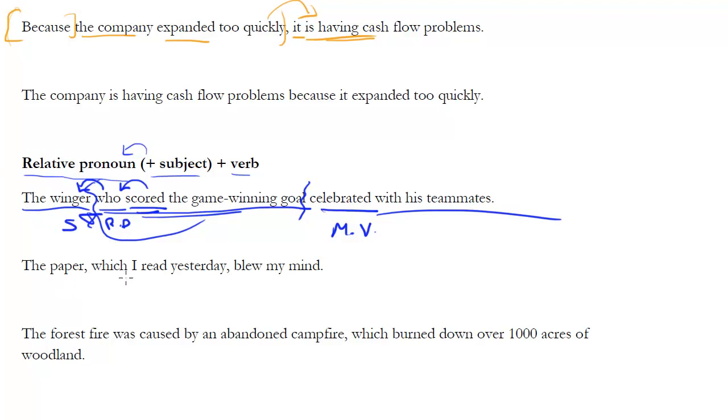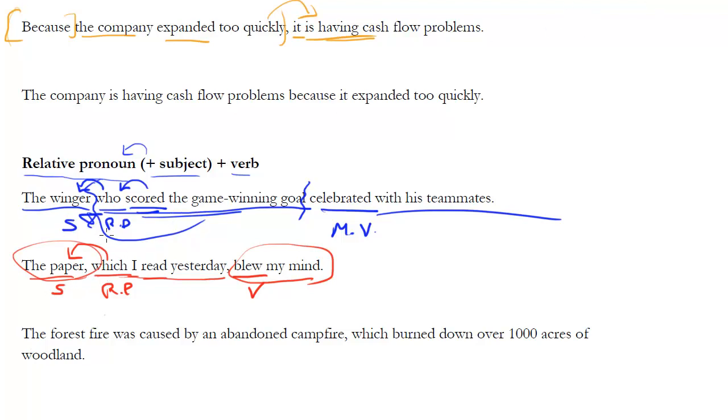Another example, the paper, which I read yesterday, blew my mind. So here we've got our subject, our verb, blew. Now, what's a relative clause? Well, which is our relative pronoun. Notice this is an example of a non-restrictive or non-essential clause, which is why it's in commas. We talked about that in a previous video. This refers back to the paper, so it's the paper that I read yesterday. So notice here's the subject of this particular clause, and the verb, and so on. So this would be a relative clause. The main clause is this part.